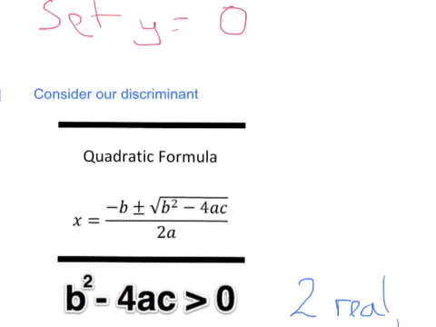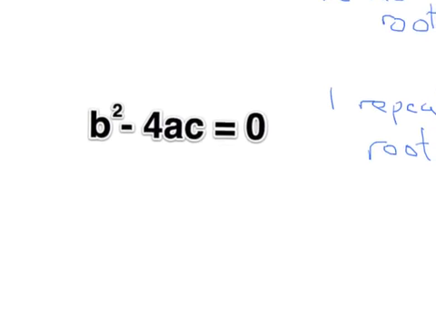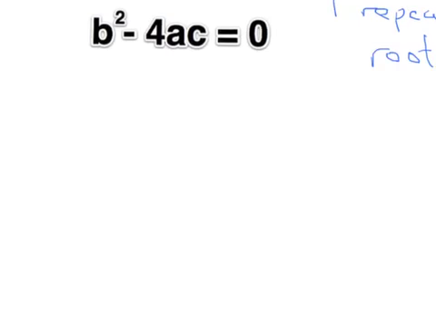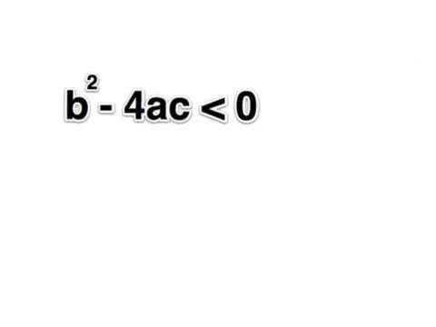Going back down, the final situation is that b squared minus 4ac might be less than 0. If that's the case, with our discriminant we're going to be square rooting a negative number, which isn't possible. So our graph doesn't get as low as the x-axis, if we're visualising it, and what we say here is there are no real roots. So we can just write next to that, no real roots.